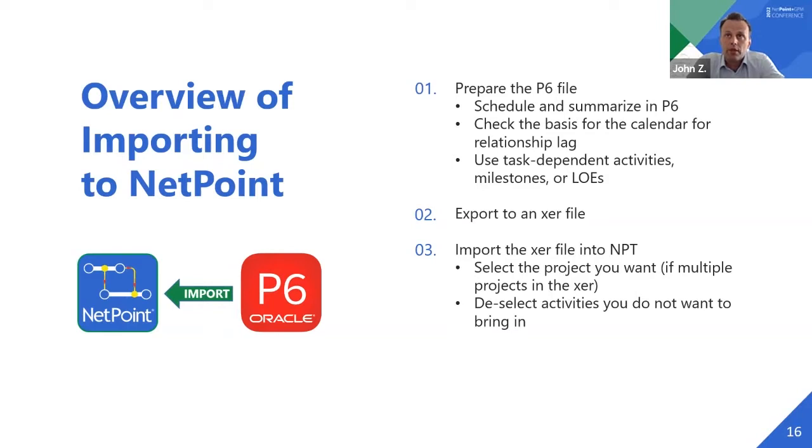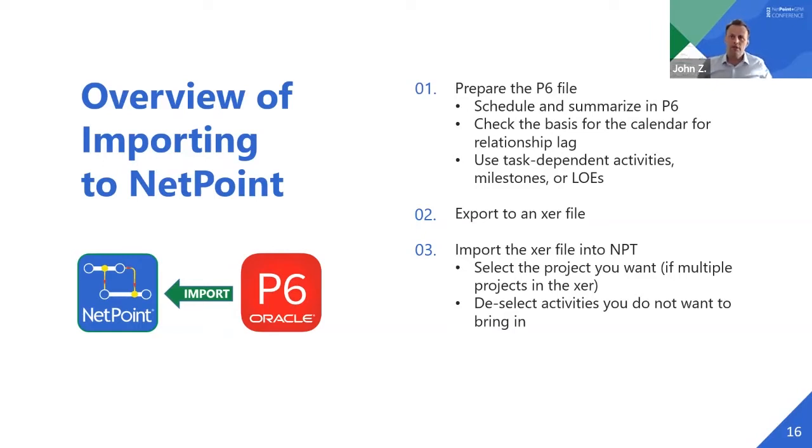Next, probably the most important thing is activity types. So resource dependent activities in P6 do not come across into NetPoint. They just won't show up. So that's obviously a super important one. What I always do is I double check, I group my P6 file by activity type. If I do have resource dependent activities, then I'll display a column for activity type and change it to task dependent and fill down until I make sure I don't have any resource dependent activities.